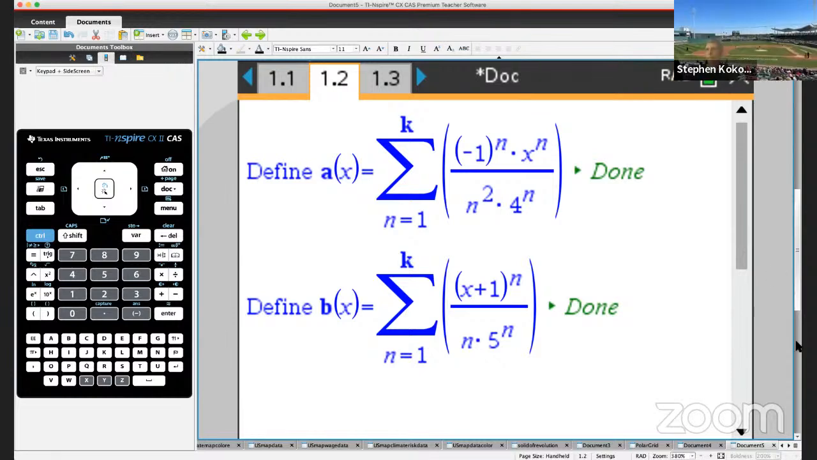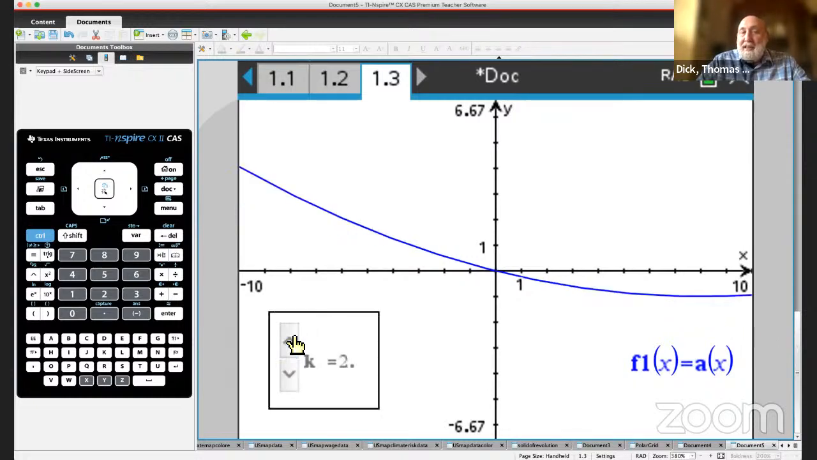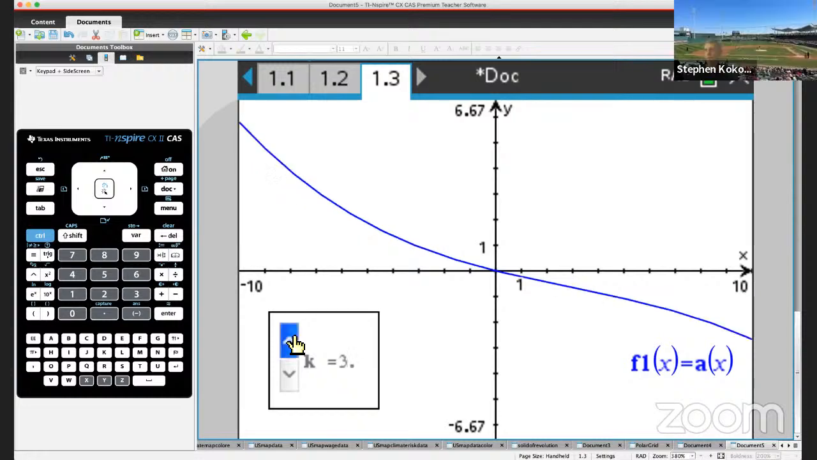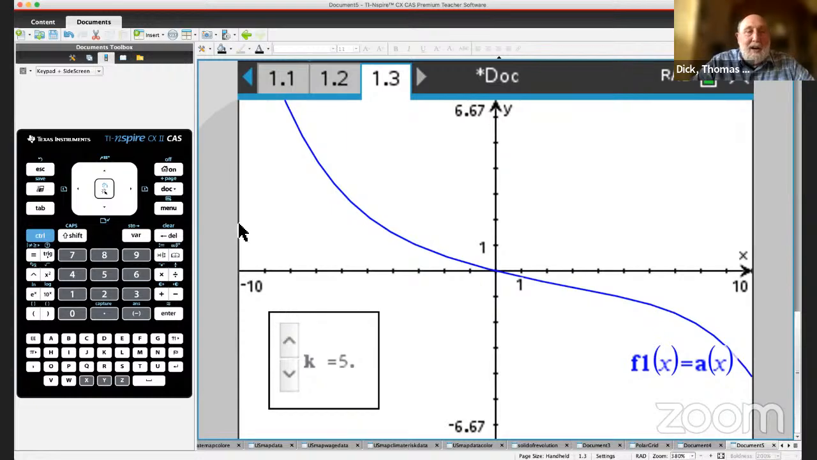And if we go to the graphic screen, that's the graph I've got. That's -1/4 x. But as I increase k, now this is the sum of the first two terms of that power series. And so that's going to be a quadratic because now we've got an x squared involved. And then we've got a cubic, and then a quartic, and then a fifth degree.